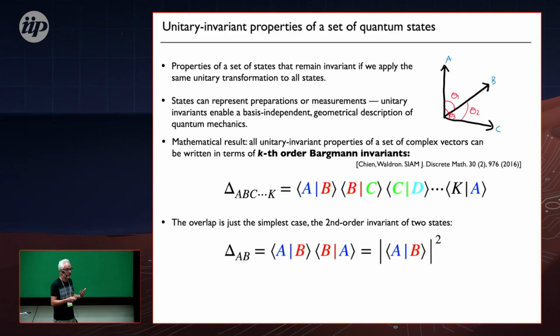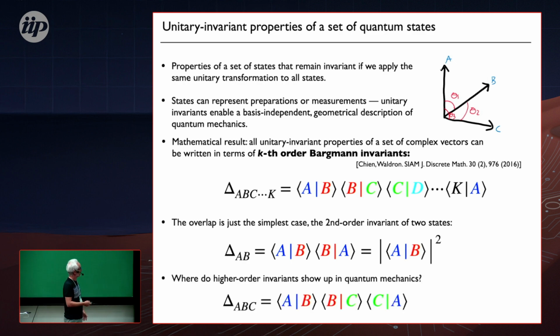So the simplest invariant appears when you have only two states. So you have the inner product of A with B and then B with A. And that's just the overlap, okay? And when I say overlap here, it's the modulus squared of the inner product, okay? So this is the simplest one. It's a probability, we all know. But if you have three states or more, for three states you already have this form, and this is a complex valued quantity, okay?